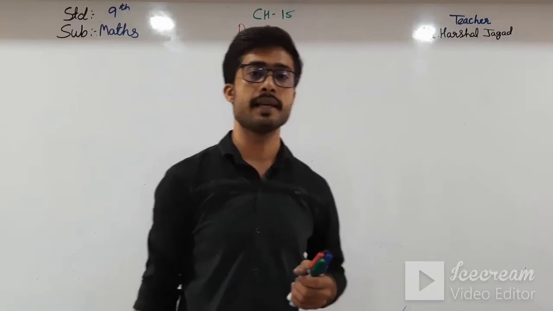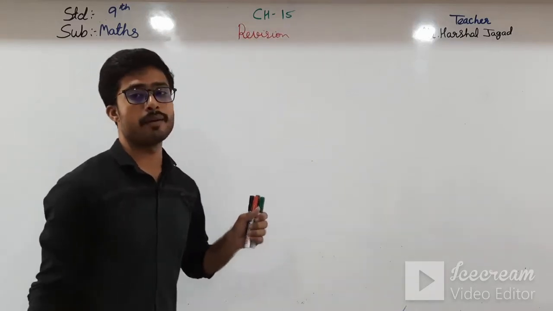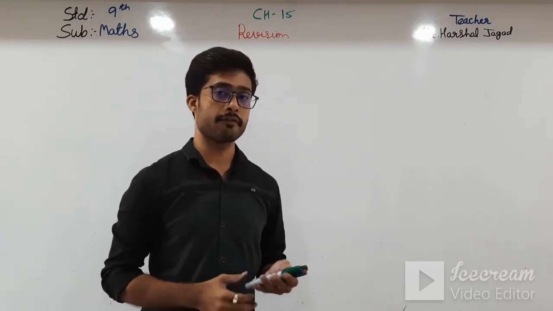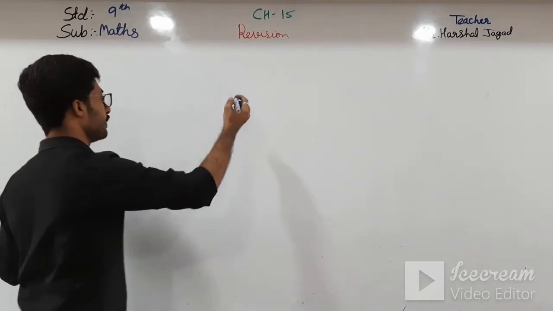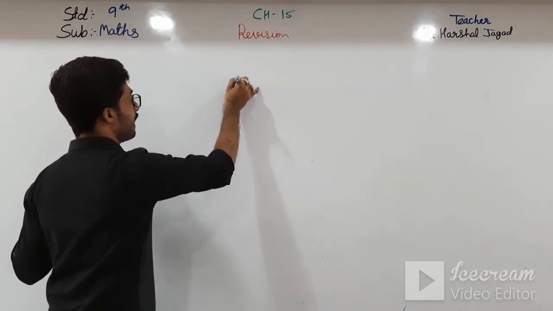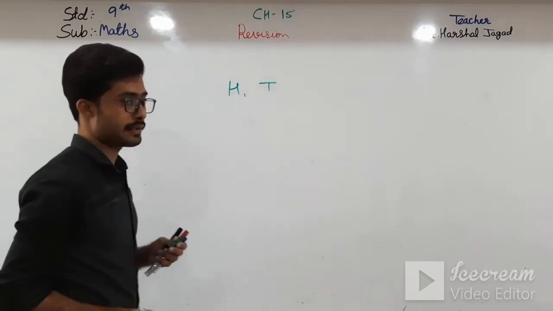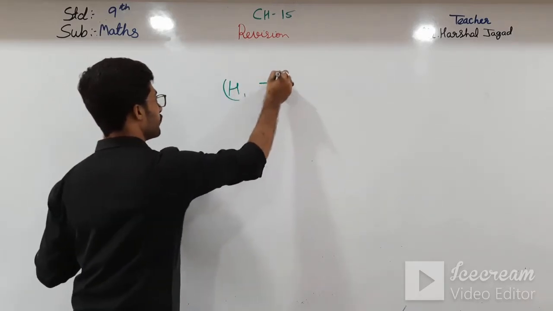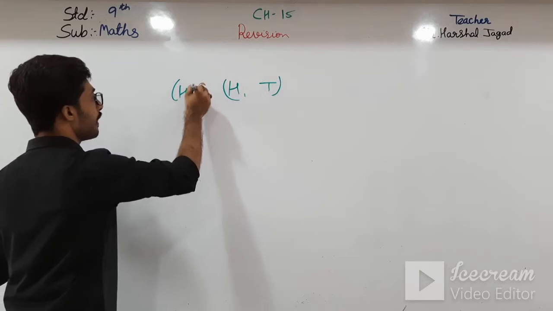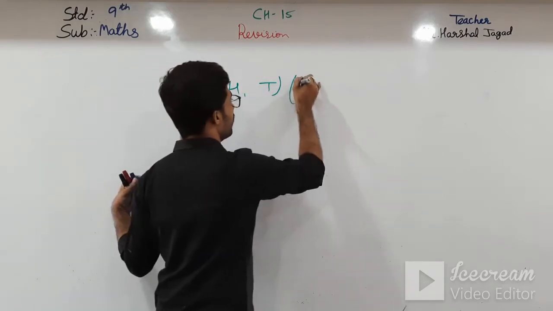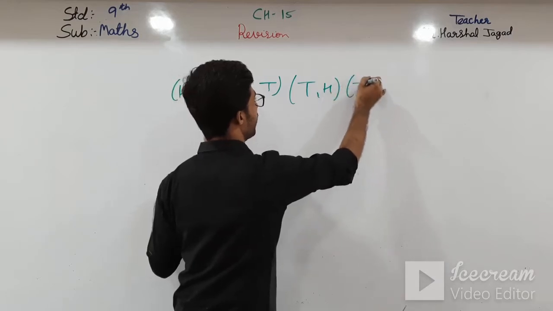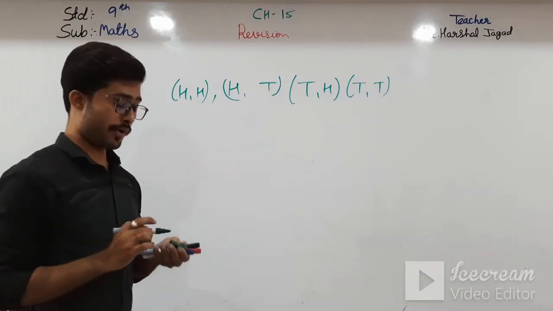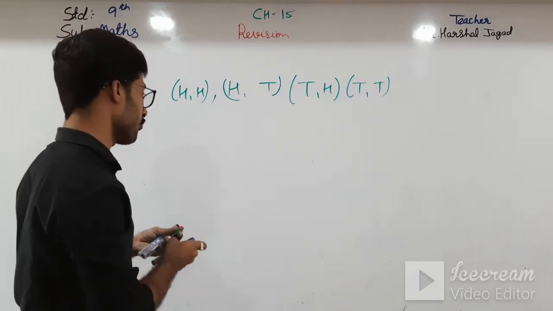So in the previous video we were just doing the revision of chapter number 15. Okay students, now moving further, in that we have just talked about a coin which has a head and a tail, two sides. And then we have also talked about two coins, from which we can tell: head, tail, head, and tail. Okay, so this is about two coins. If there are three coins, then what?